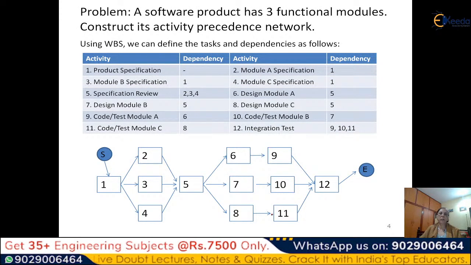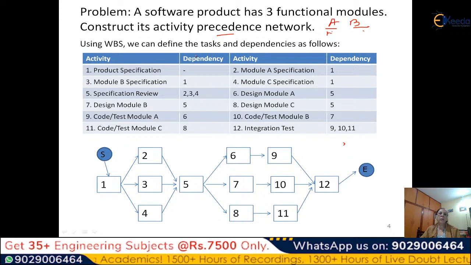So let's take this problem. A software product has 3 functional modules. So what we are supposed to do? We are supposed to construct its activity precedence network. Again, we are using a new word called precedence. Why we call it precedence? That means something precedes and something follows. One task will precede another task. That means it comes before it, and this comes after it. So this is the preceding task, and this is the following task. So that's why we say activity precedence network, because it is interrelated.